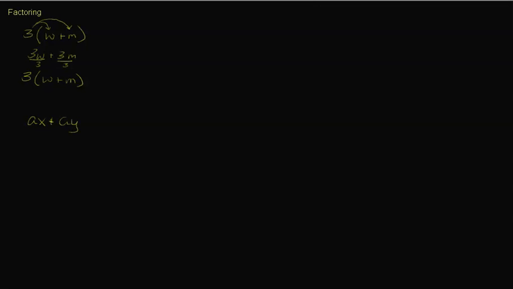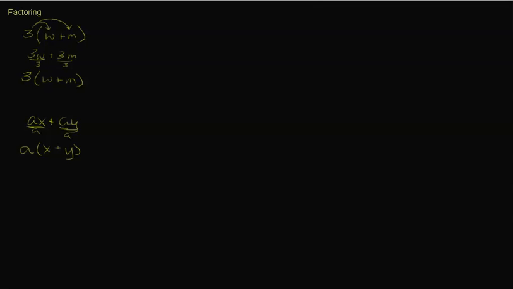So if we look at this, what do they both have in common? They both have in common an A. So we put A on the outside of the parentheses. And then if we divide this by A, we're left with X. If we divide this by A, we're left with Y. And that's factoring, pulling out the greatest common factor, right?